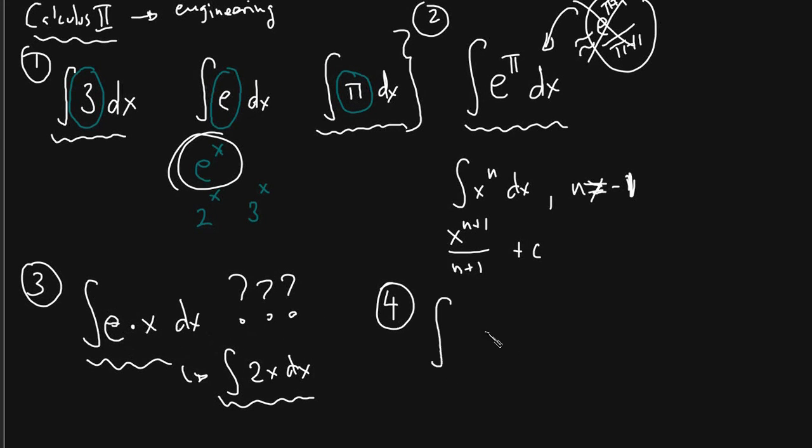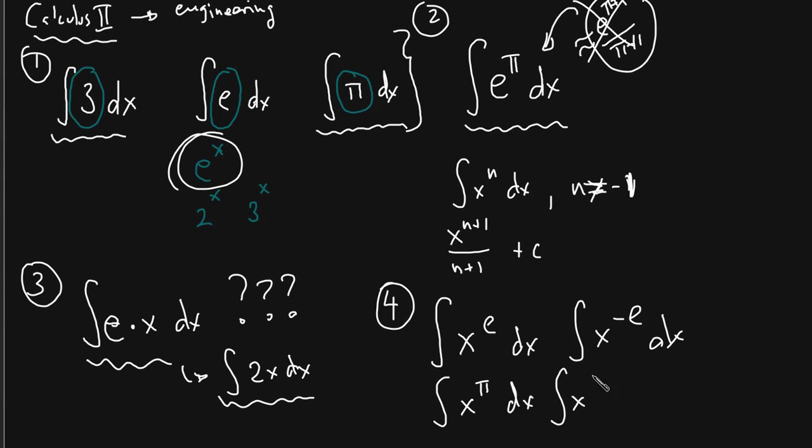The next set of questions involves x raised to some power, because now we're going to start hitting them again with this power rule that they know. But it's now x raised to e, or x raised to negative e, or x raised to pi, or x raised to pi plus e. And you can see where I'm going with this. You can mix and match the e's and the pi's and the exponents using the base x.